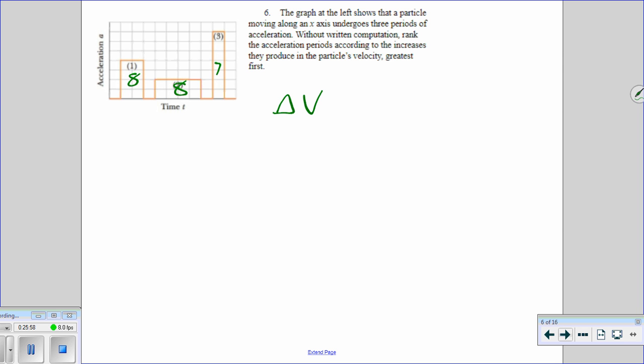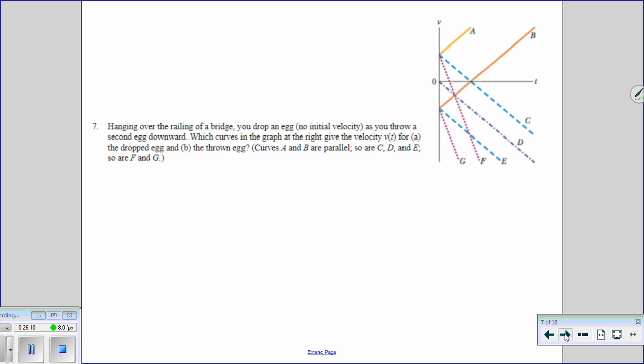Conceptually, this one has a large acceleration for a short time. This one has a small acceleration for a big time, resulting in the same change in velocity. Okay. All right. This one, I really like this one. So it's a super complicated graph, but it tells a lot of information. So which curves give the velocities for the dropped egg and the thrown egg?